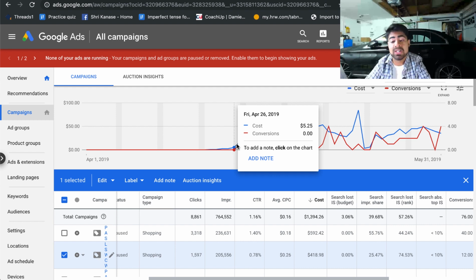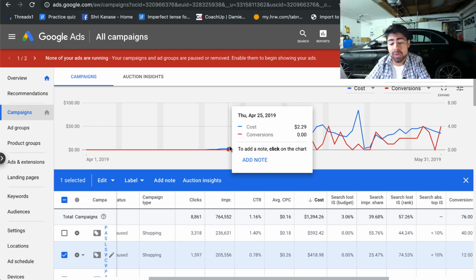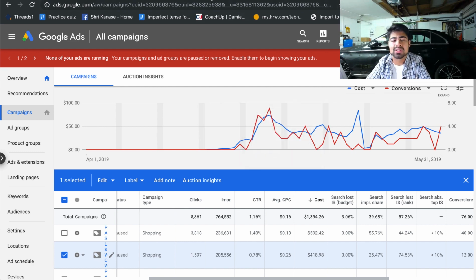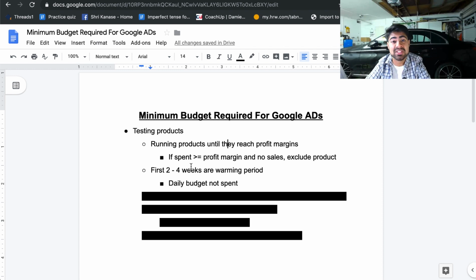Keep in mind that my budget at that time was only $25 per day, and this was the highest amount that it had spent. But after 11 days of running this ad on April 27th, I got my first sale for this store after $17 spent. So as you can see, I had to wait roughly a week and a half just to get my first sale. And that is exactly how Google Ads works. It's basically a patient-based platform.